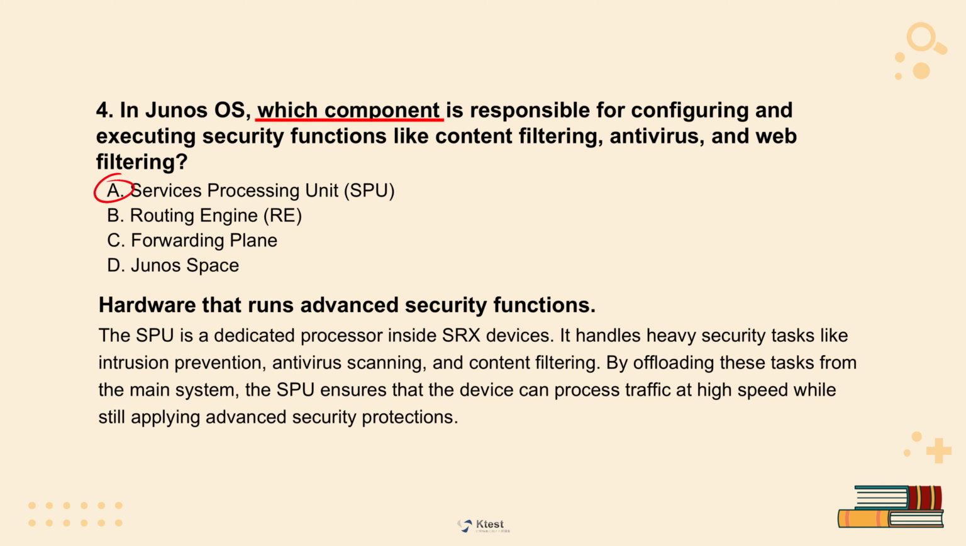Dedicated hardware. Why is that necessary? Well, because those functions are really resource intensive. If the main CPU had to do all that and manage routing and everything else, performance would just tank, especially under heavy load. So the SPU offloads that work. It lets the device maintain high throughput, high speeds, even while applying complex security. It's about making sure security doesn't kill performance. They need to coexist. Oh, wow. Okay, so a specialized chip just for security tasks.